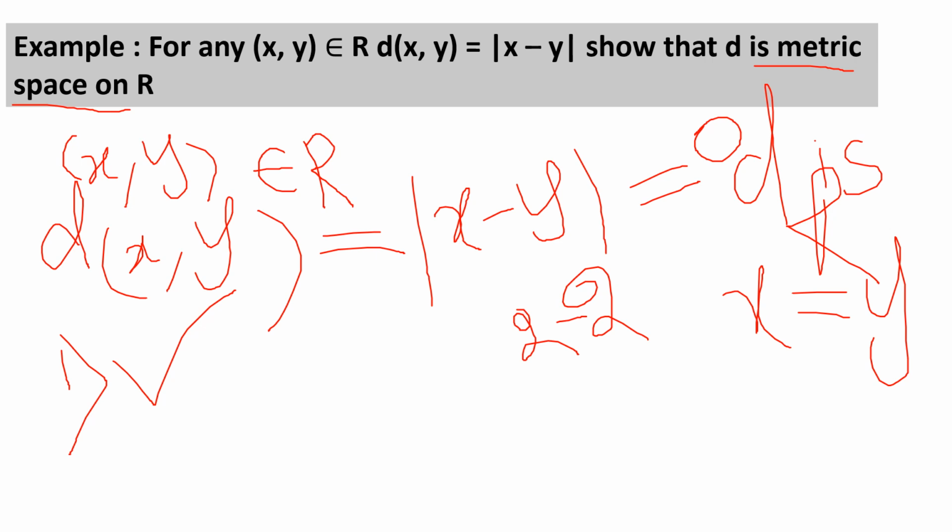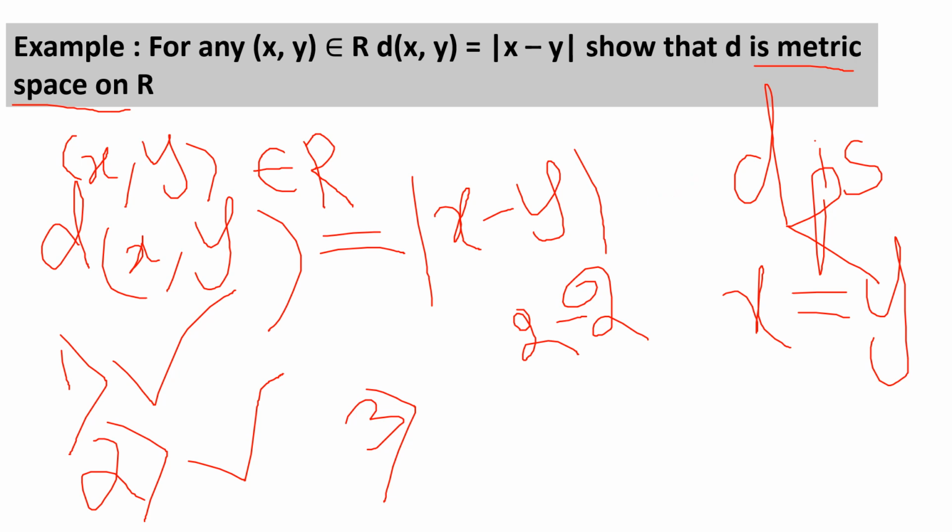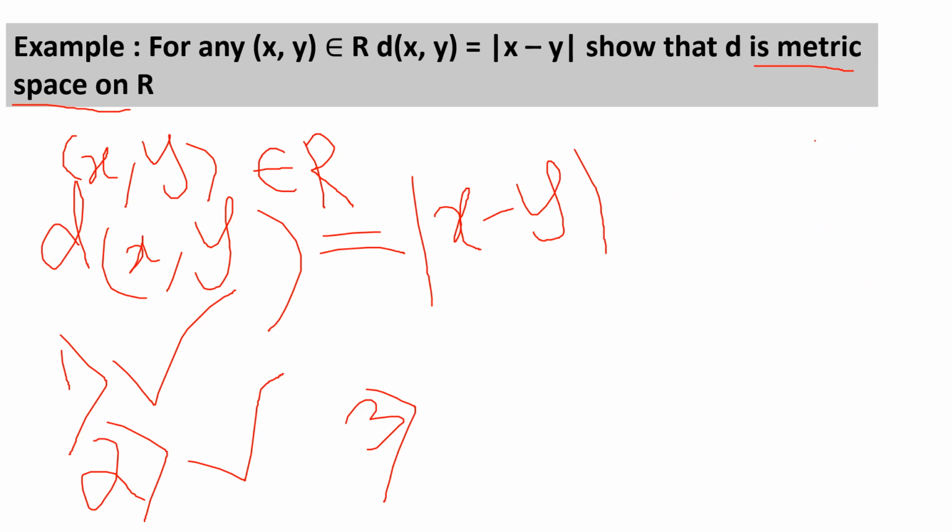So I have taken the x and y value as 2. Then 2 minus 2 is equal to 0. The second property is also satisfied. Now we need to check the remaining conditions. The third property. What is the third property?